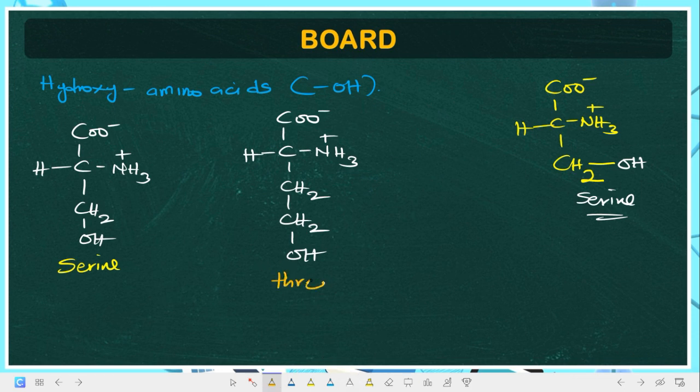The difference between serine and threonine is this: threonine is just one CH2 group added more to serine to give us threonine. So it is essential that you know how to draw these amino acids. So these are the two hydroxyl amino acids.